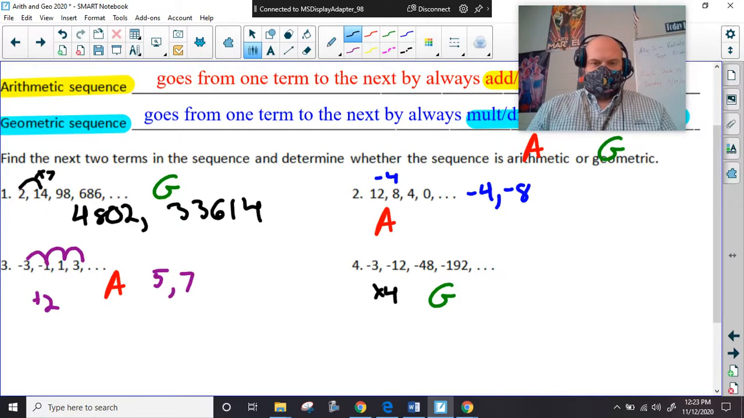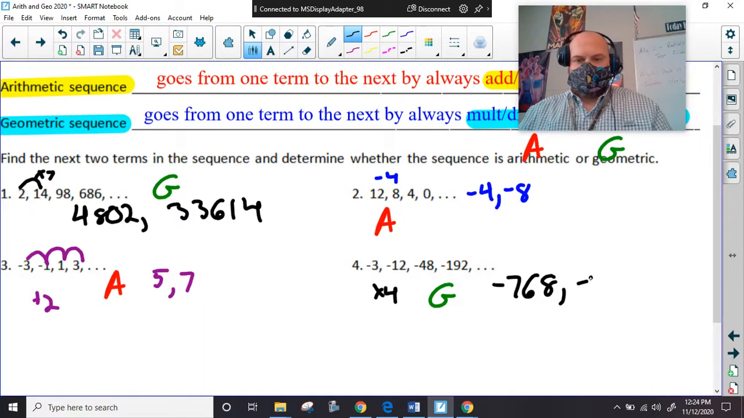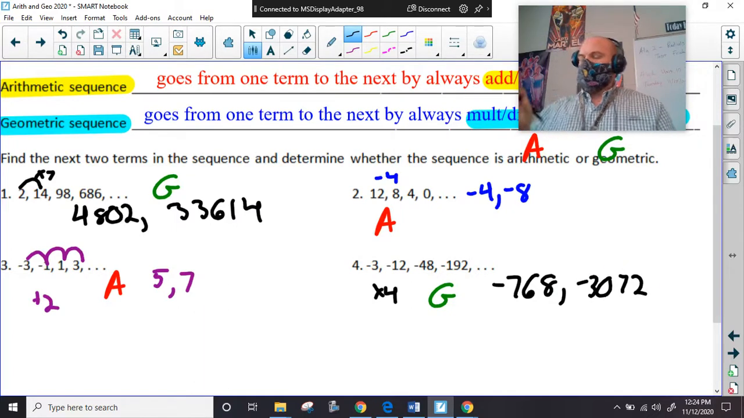Then -192 times 4. Negative this times 4, negative this. Kind of easy. All you're doing is extending the pattern. If it's adding, it's arithmetic, and multiplying or dividing is geometric. Now, I know a lot of people call it arithmetic, but it's actually pronounced arithmetic.